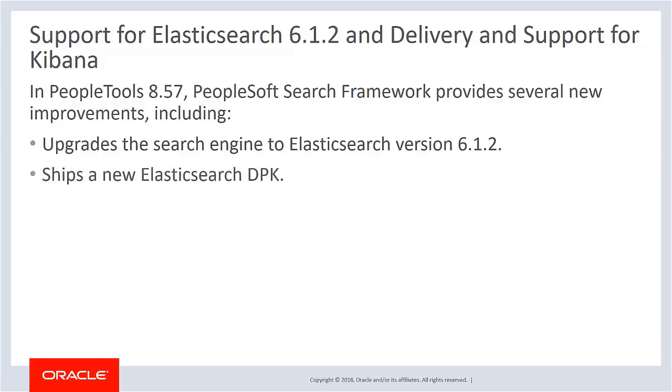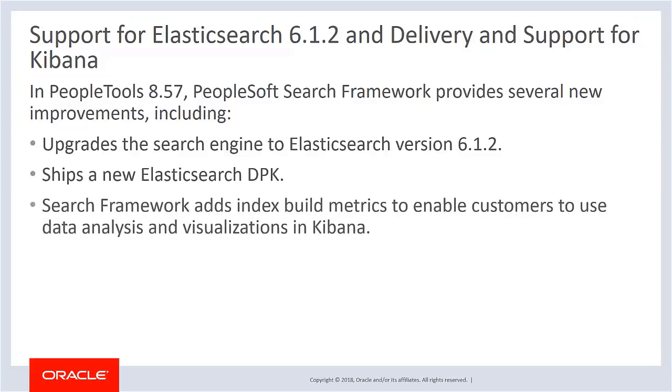PeopleTools 8.57 is shipped with a new Elasticsearch DPK, which contains Elasticsearch 6.1.2 and Kibana 6.1.2. It does not contain Puppet-based installers. Instead, it has Python-based, fully automated, silent installers. Search Framework also adds index build metrics to enable customers to use data analysis and visualizations in Kibana.